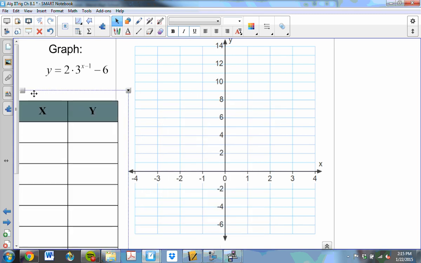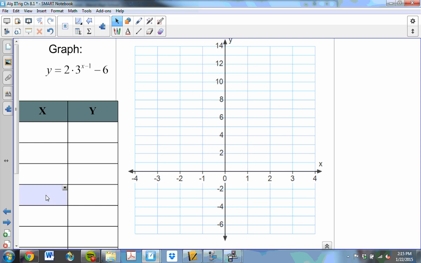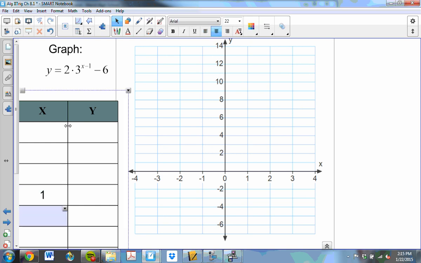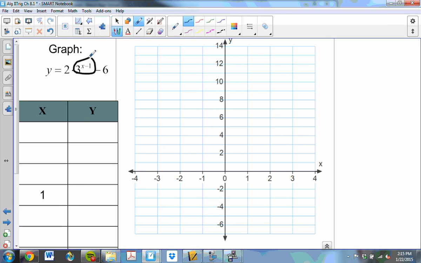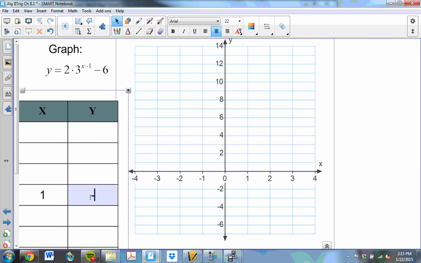So the 0, 1 point in this case is if I plug in a 1 for x. So if I plug a 1 in for x, 1 minus 1 is 0, and that's the first one I want to find. Whatever makes this equal 0, that x minus 1. So 1 minus 1 is 0, 3 to the 0 is 1, anything to the 0 power is 1, times 2 is 2, minus 6 is -4, so this is the point 1, -4. Now I'll plug in a 2, I get 2 minus 1 is 1, 3 to the first is 3, times 2 is 6, minus 6 is 0.